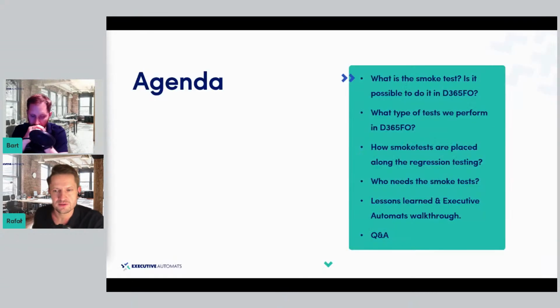Okay, moving forward to today's webinar agenda. Firstly, we'll show you what is the smoke test. Afterwards, we'll move to the point which will address what type of tests we perform in D365 FO. Then we'll answer the question how smoke tests are placed along the regression testing, and basically why we need them. Next, we'll jump into the lessons learned section with Executive Automats walkthrough. Last but not least, the live question answer session.